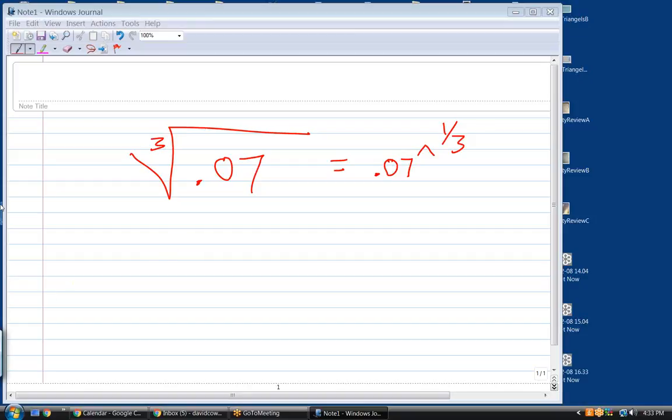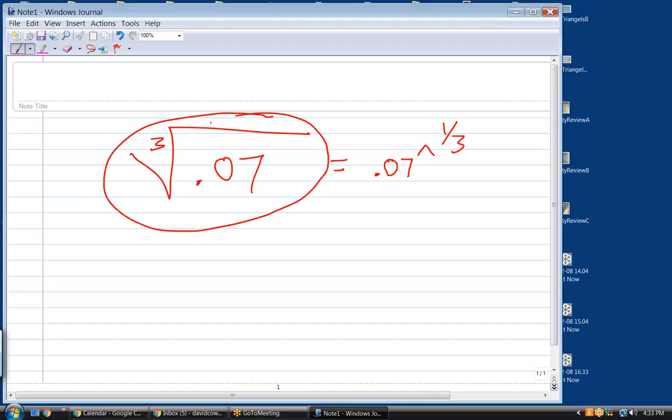Try this problem here. In other words, this means the cube root of 0.07. And the way I'm going to get that on the Inspire, there's actually two ways to get it. They're the same key, but the primary key is this key right here. You know where that's at?